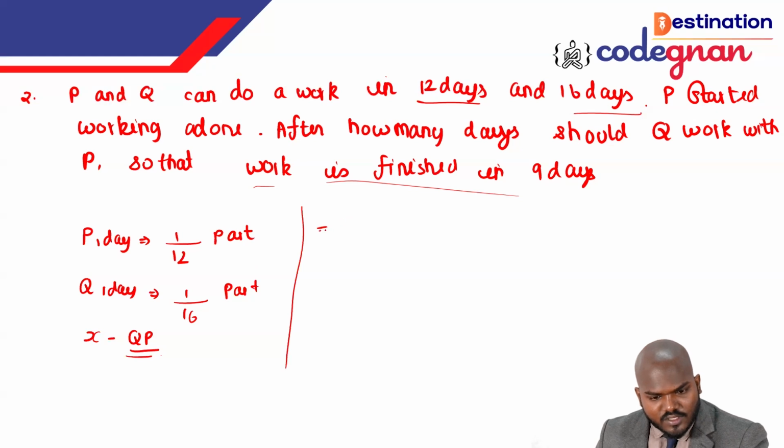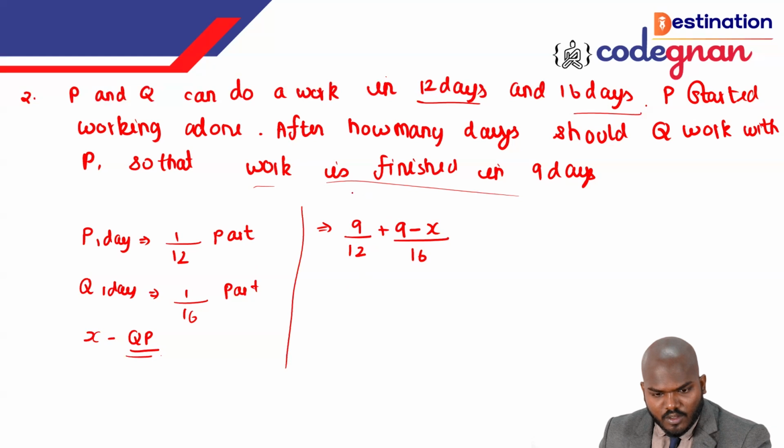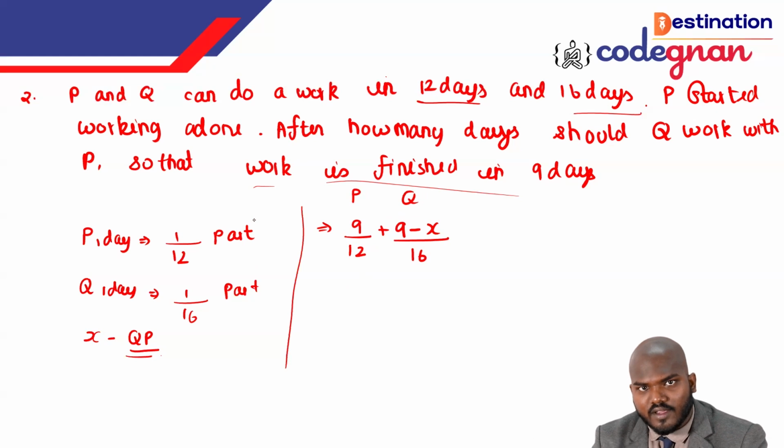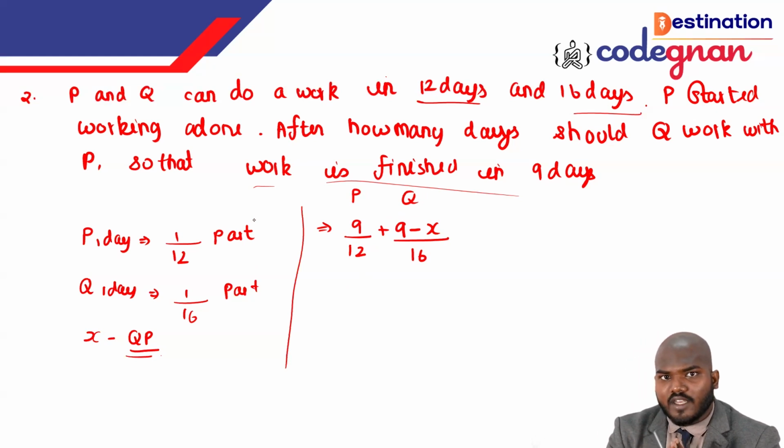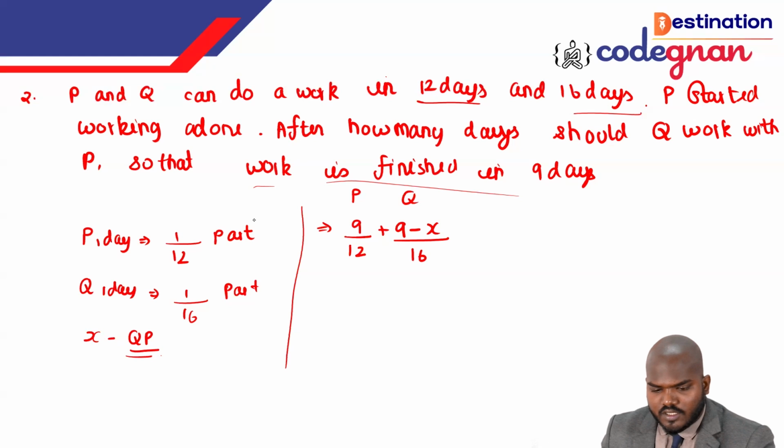I can derive 9 by 12, they are combining and working, right? And then 9 minus x by 16. This is for P and this is for Q. So Q wants to join with P, but we don't know after how many days. It should happen within the 9 days. If they combine and work from the beginning, they will finish the work in the particular days, so we can say the right side is equal to 1.